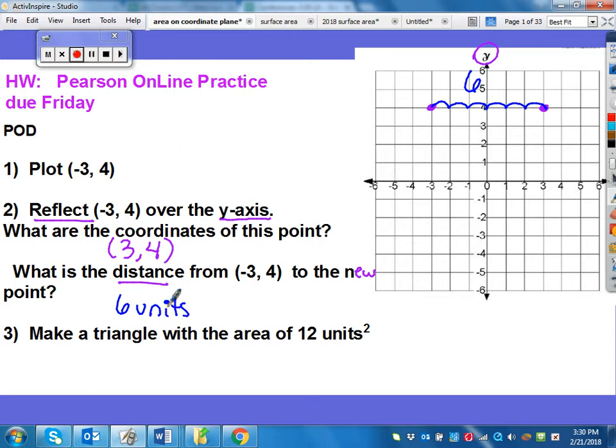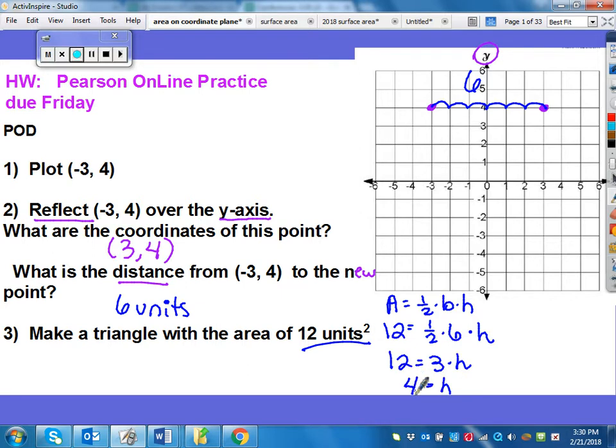Now, here comes in one of our goals that we're hitting today, finding a missing vertex. So now the question says, if the triangle has an area of 12 square units, what is the third vertex or the third point of the triangle? Well, there's more than one answer. But what I do know is the area equals 1/2 times base times height for the triangle, and I want the area to be 12, 1/2 times, my base is 6. I'm looking for the height. Oh, look at that. The height needs to be 4 units.